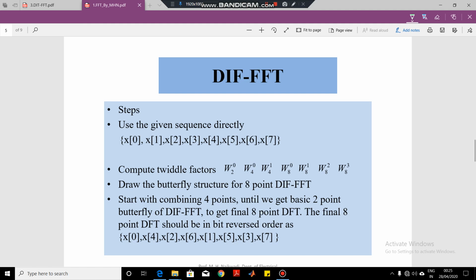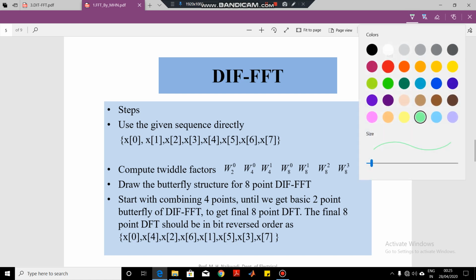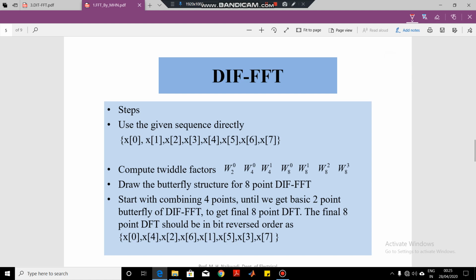We have seen it is called a decimation in time FFT algorithm because the input sequence was decimated in time in order to get the bit reversed output. But now in case of the DIF FFT algorithm, we are going to use the sequence in the normal order. So there is no need of decimating the sequence in the time domain. This is not a DIT algorithm, it's a DIF algorithm.